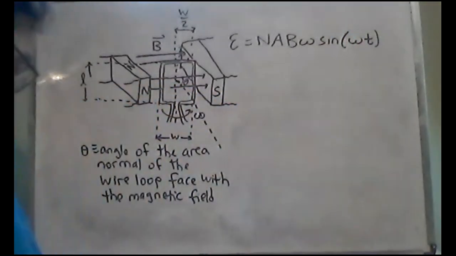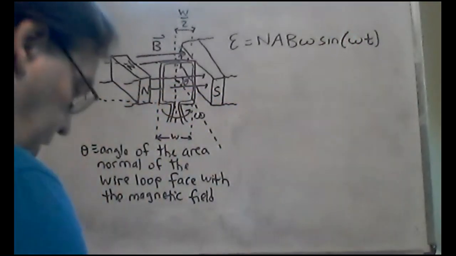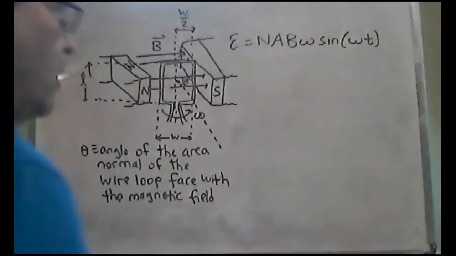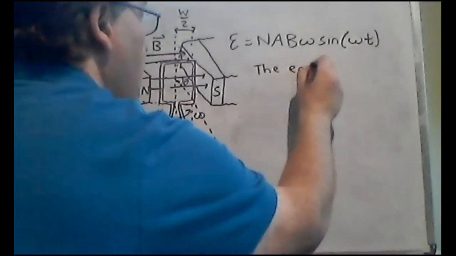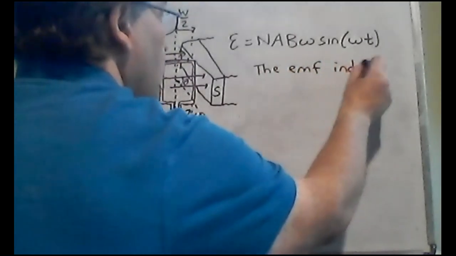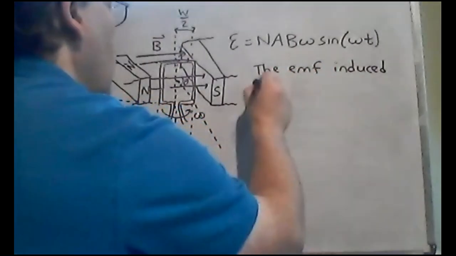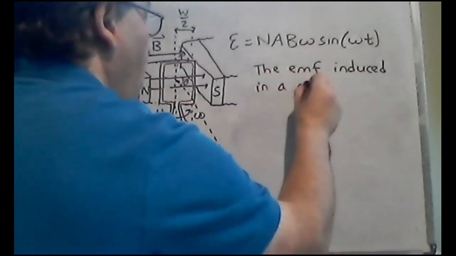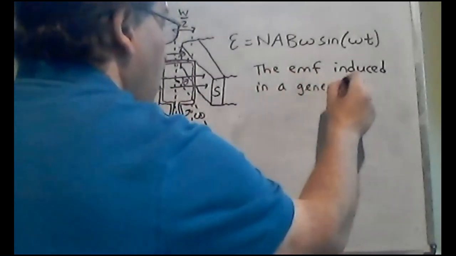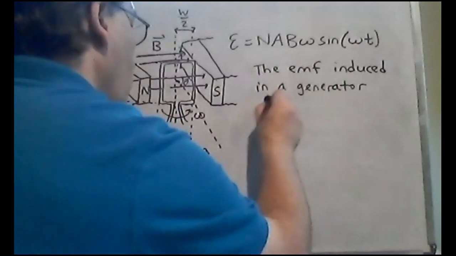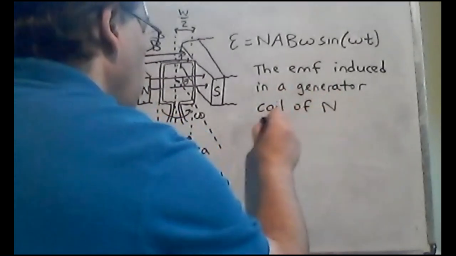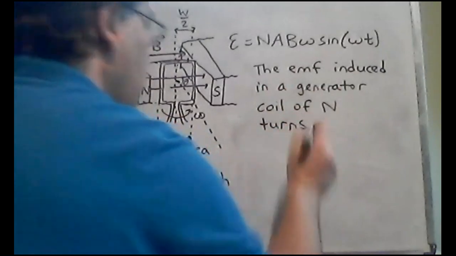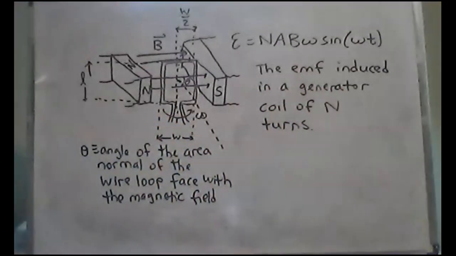Okay, what is that? That's the EMF induced in a generator coil of n turns. All right, so this is a direct application of Faraday's law of induction.